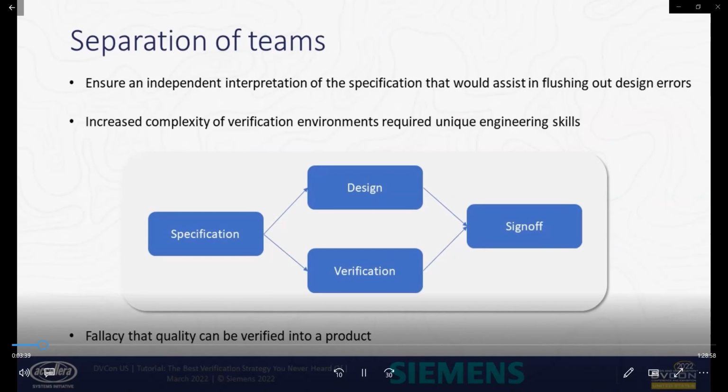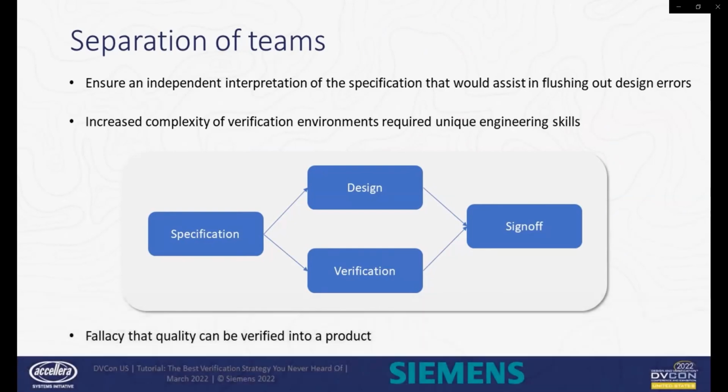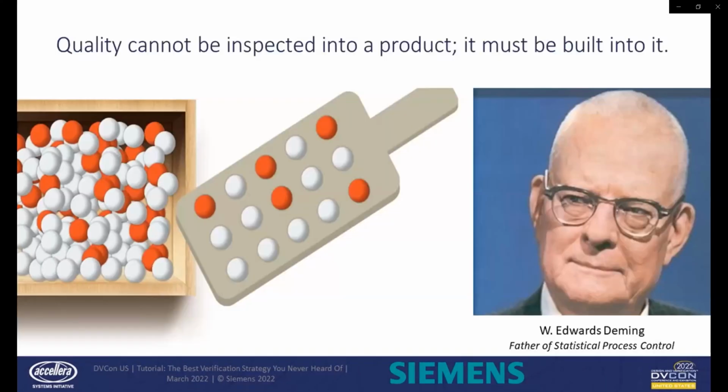This has led to an extreme situation in some cases where design is thrown over the wall, and more importantly, a fallacy that quality can be verified into a project, which is just not true. In fact, to make this point, I want to reference Dr. W. Edward Deming. He was often referred to as the father of statistical process control.